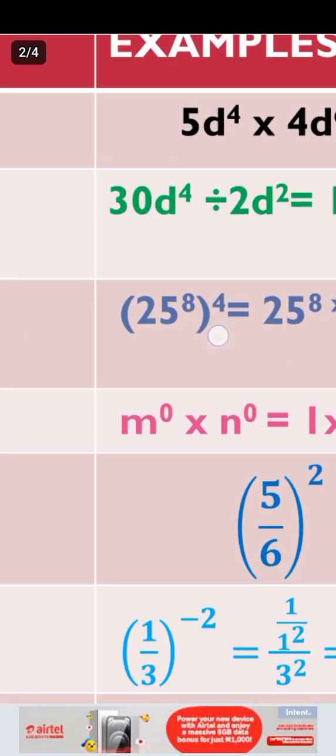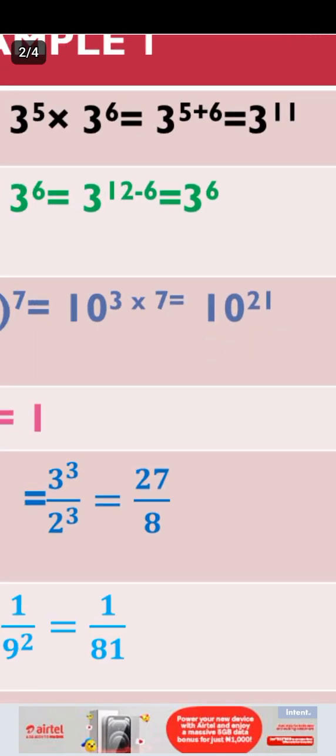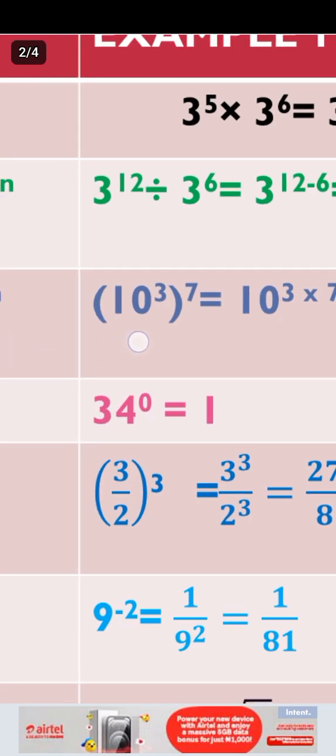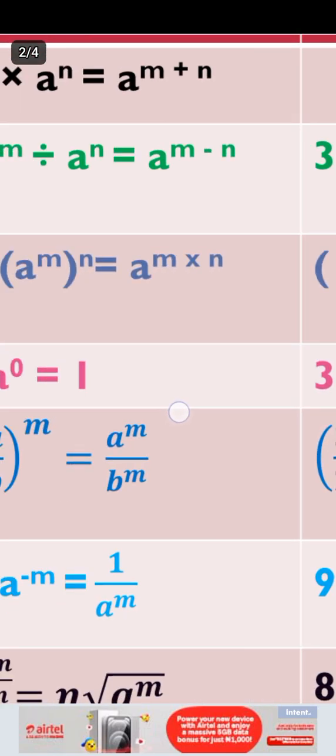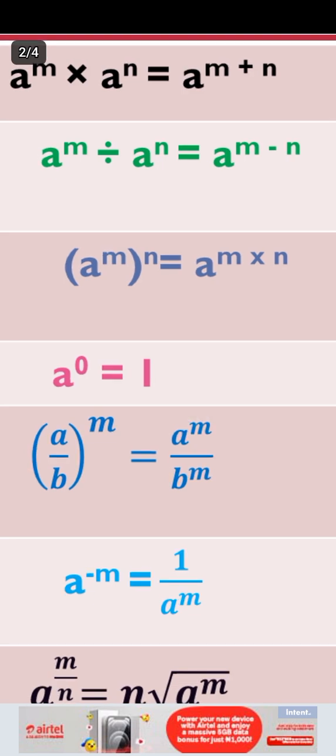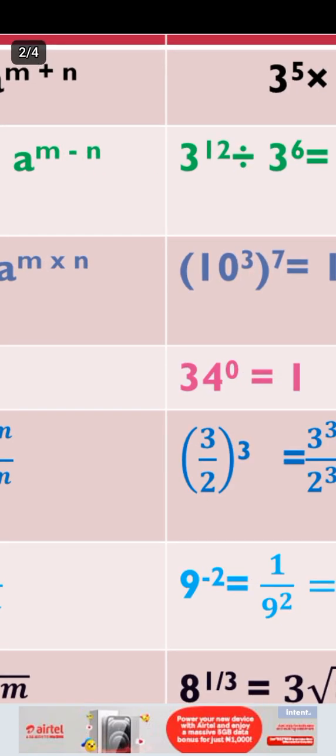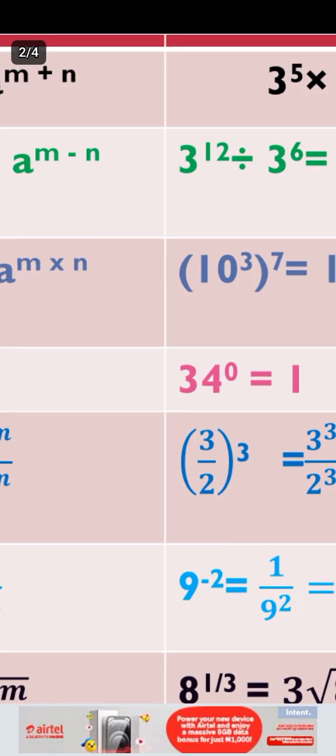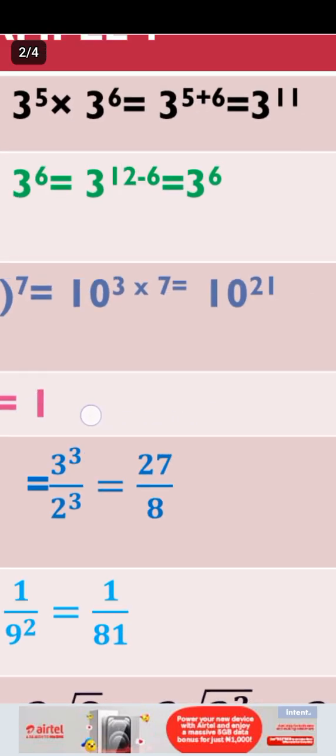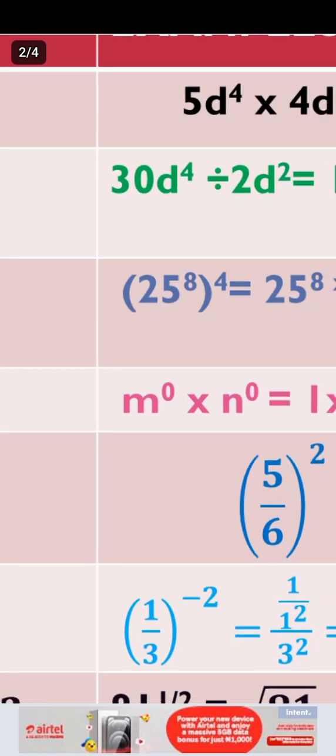Now, let us take the next law. The next law says any number raised to the power 0 is equal to 1. So 20 raised to the power 0 is equal to 1. 34 raised to the power 0 is equal to 1. And here we have m raised to the power 0 times m raised to the power 0, which is the same thing as 1 times 1, which is equal to 1.